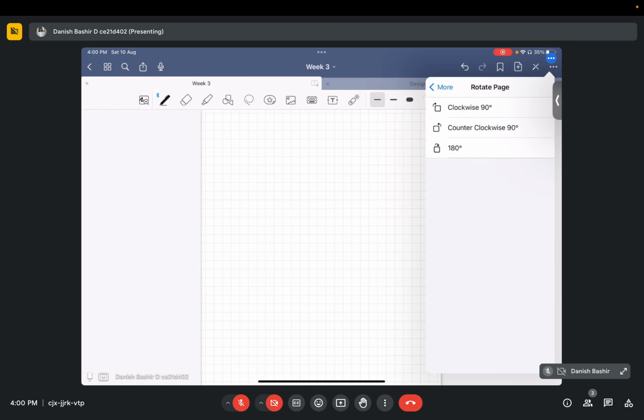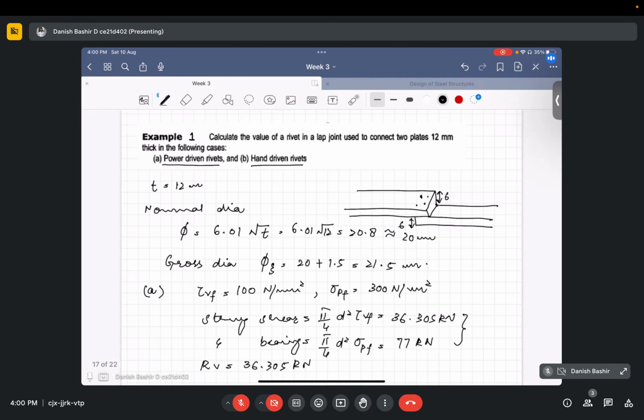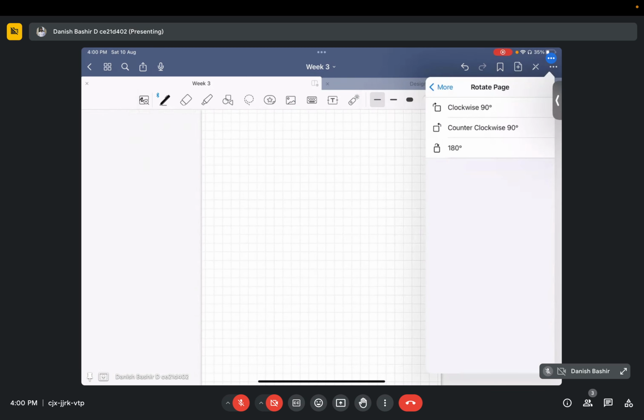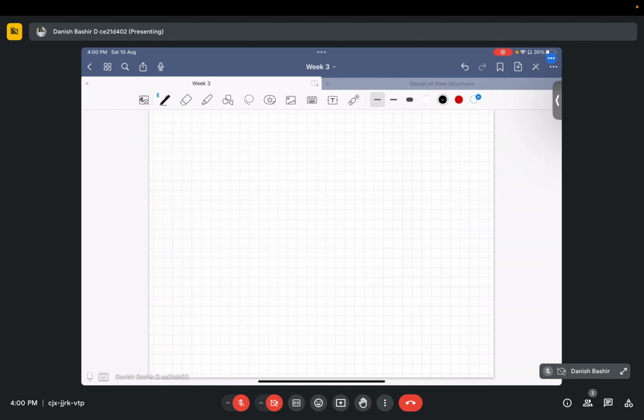Moving forward, we have to calculate the value of a rivet. So the rivet value we calculated for power driven rivets. For hand driven rivets there are different values. For hand driven rivets, tau vf is a little less, it is 80 megapascal, and the bearing stress is also less, it is 250 megapascal.